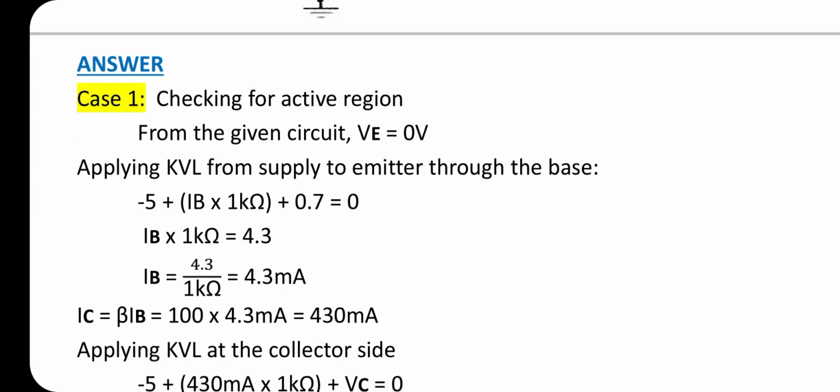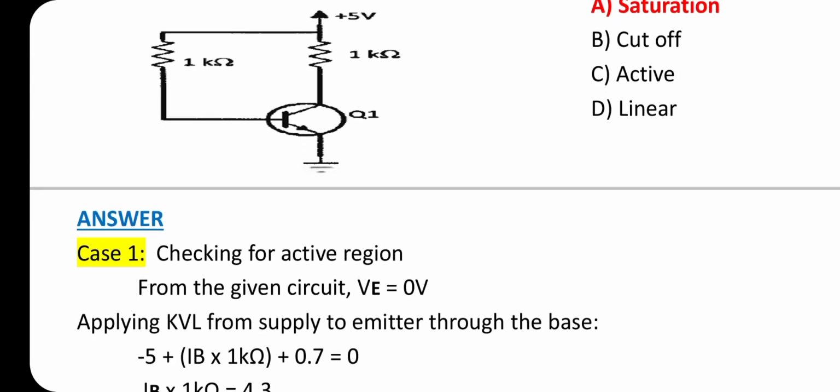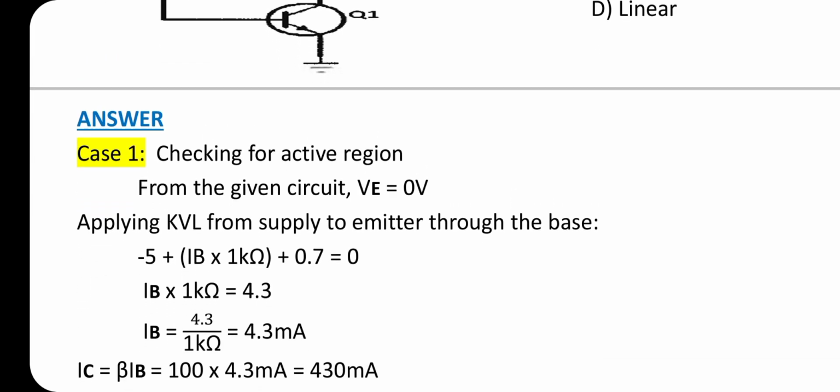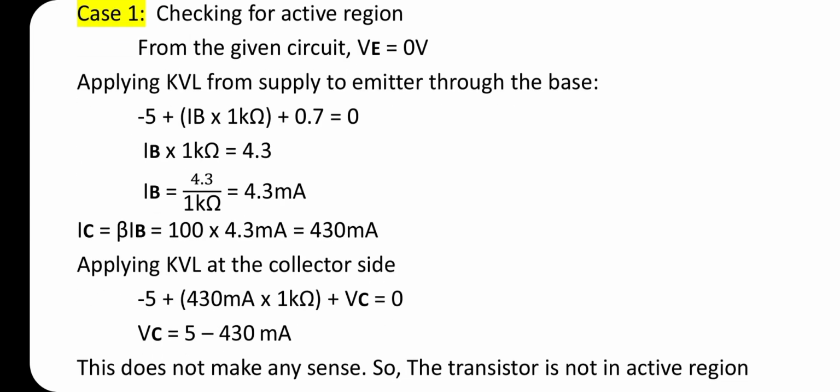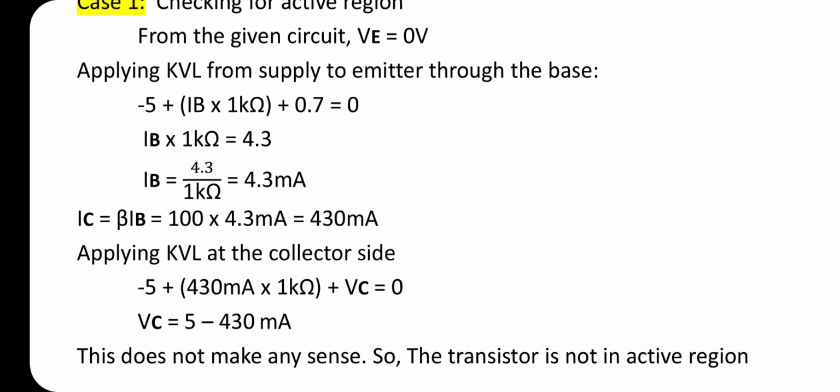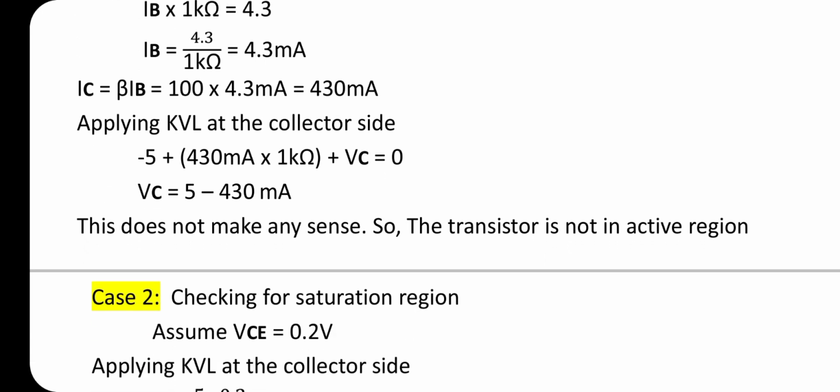Applying KVL from supply to emitter through the base: minus 5 plus IB into 1K plus 0.7 equal to 0. After solving, we get IB equal to 4.3 milliampere. We know IC equal to beta IB. Beta value given is 100. So 100 into 4.3 milliampere equal to 430 milliampere.